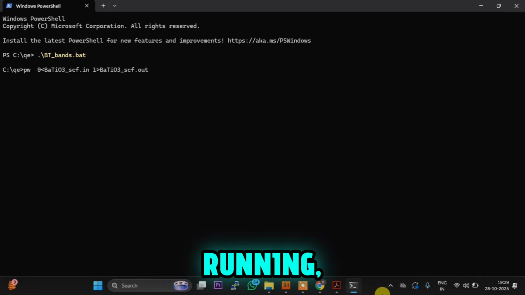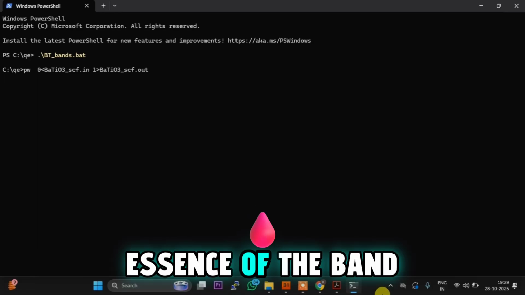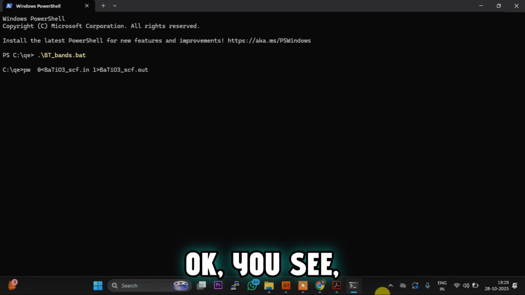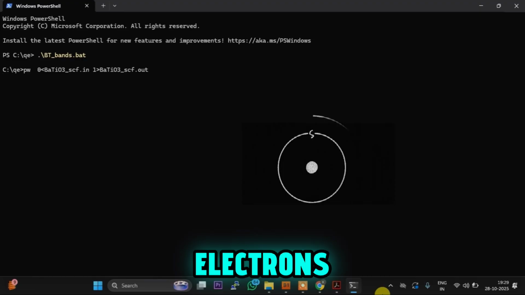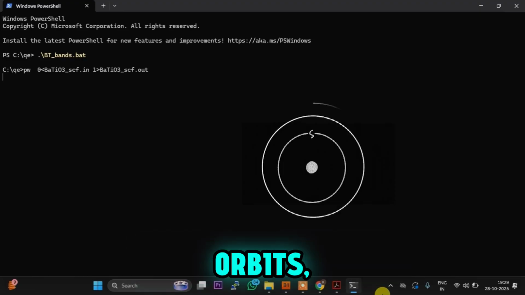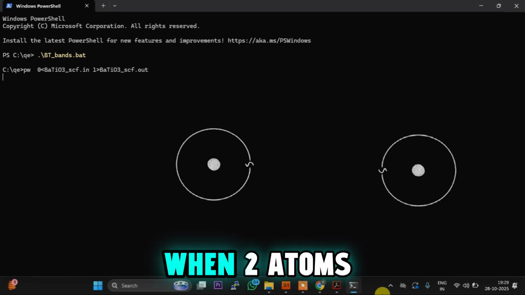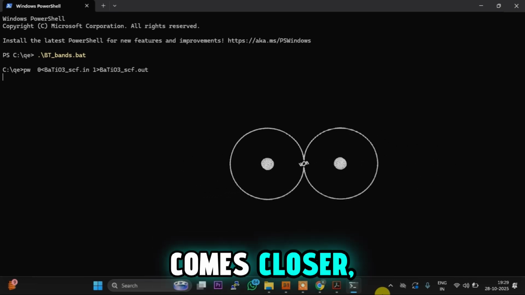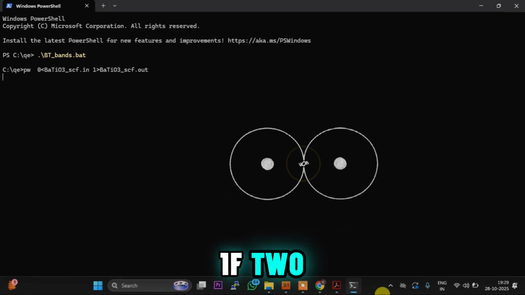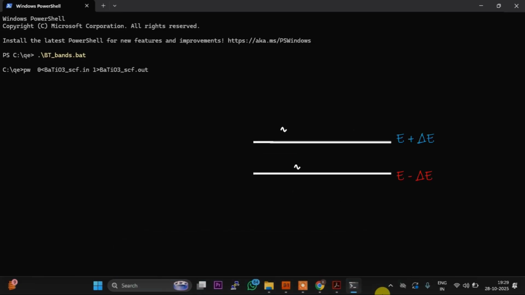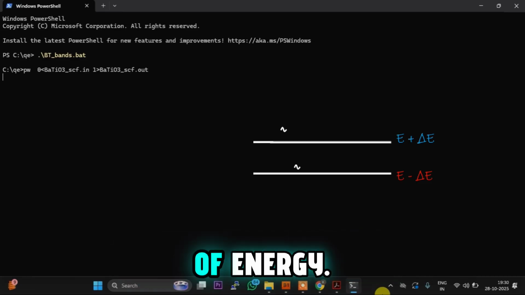While this is running, let me tell you the essence of the band structure. What exactly we are doing here. Okay. You see, electrons do have specific orbits, but that's for a single atom. When two atoms come closer, then what happens? If two electrons are having the same energy, when they come closer, they will divide into different energy states separated by a very small amount of energy.